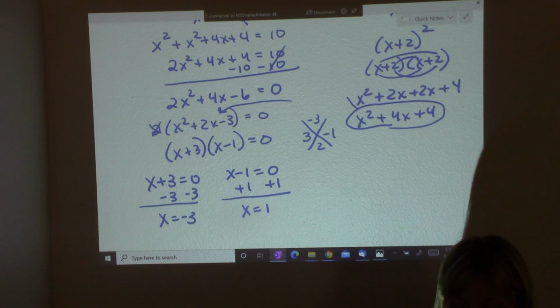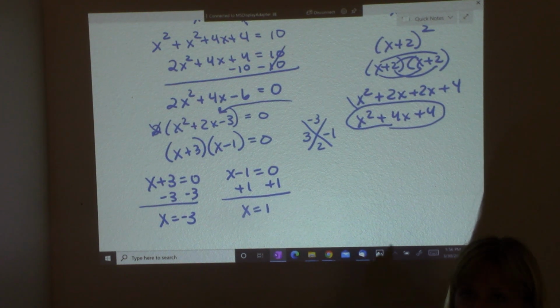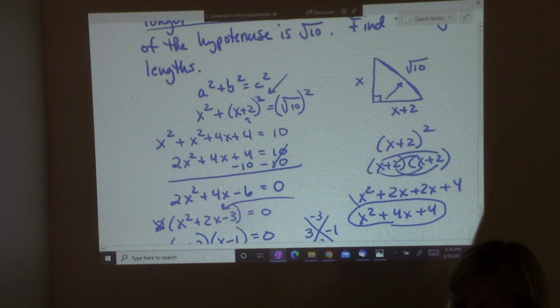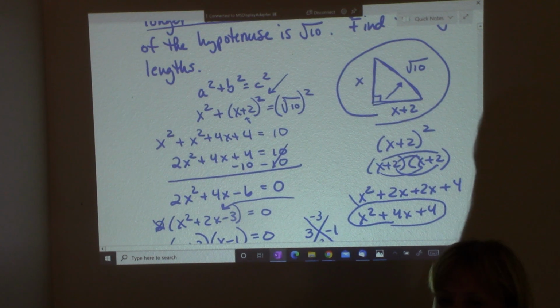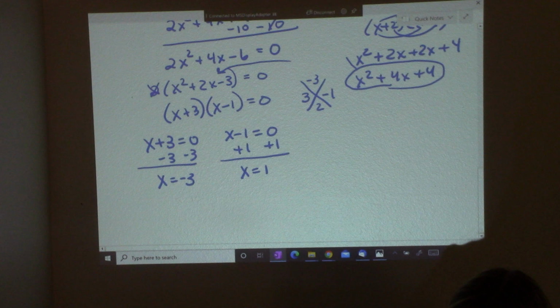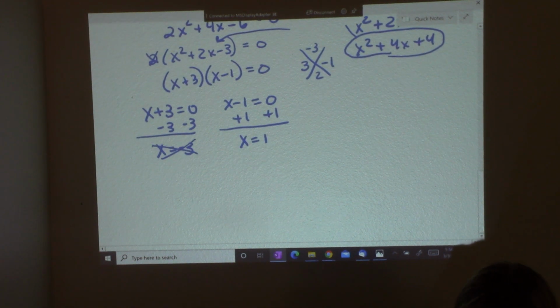Both of those represent x. So I can't have a negative value for a length because I'm using this to find the length of a triangle. The legs. These are actual lengths. And so I'm going to get rid of this one.